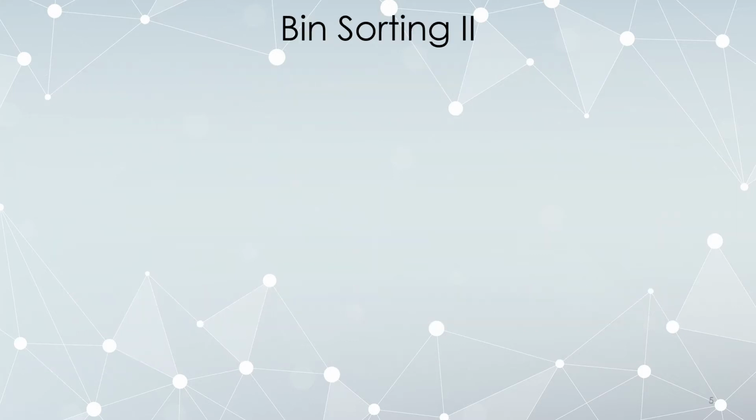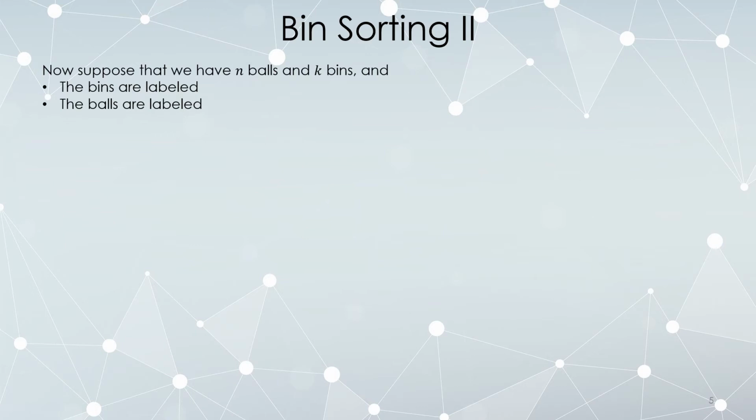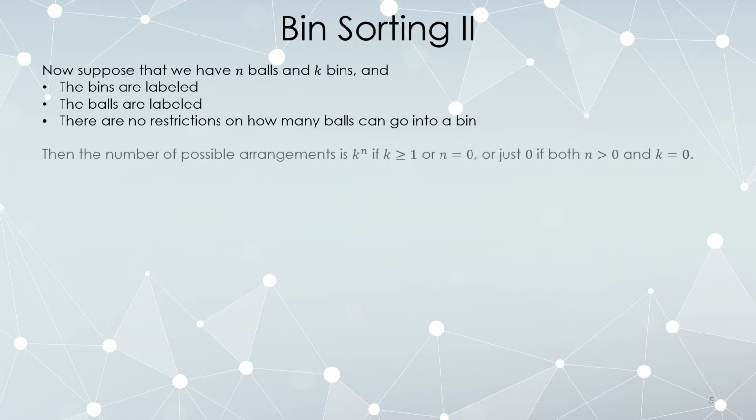So let's move on and consider a second sort of bin sorting problem. Again, we're going to have n balls and k bins. The bins, however, have labels on them, 1 through k, and the balls also have labels on them, 1 through n. But we're not going to put any restrictions on how many balls can go into a bin. It's perfectly acceptable to leave a bin empty. It's also perfectly acceptable to put multiple balls into a bin. We're just counting how many ways can I sort n balls into k bins without any restrictions on how full a bin is allowed to be.